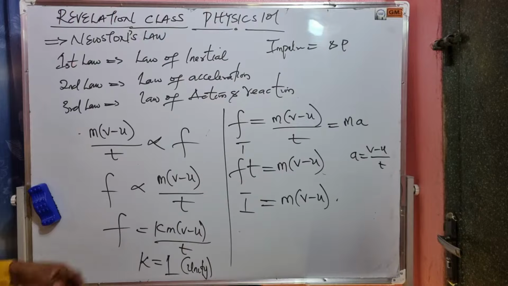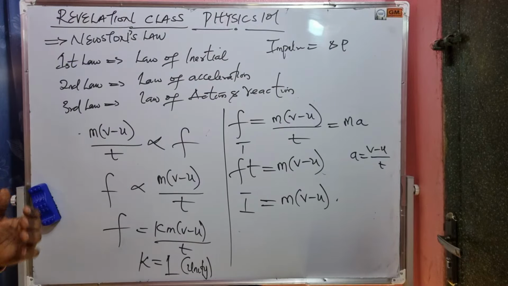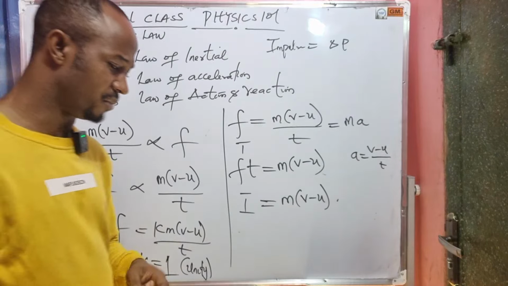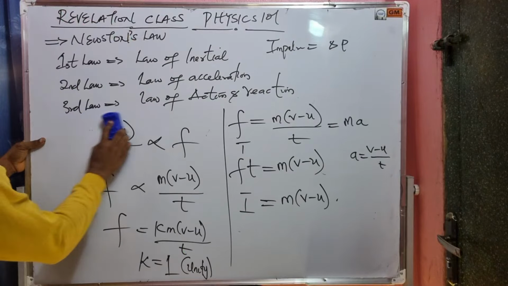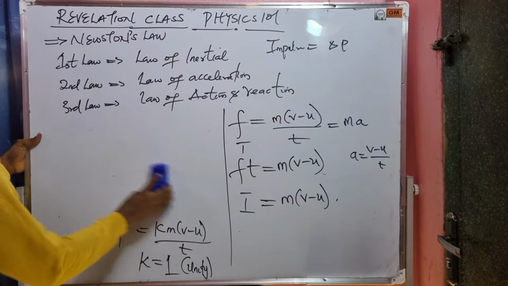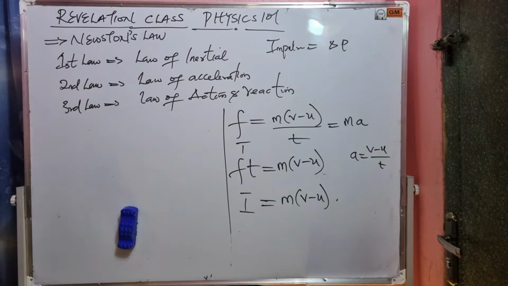The third law is called the law of action and reaction. The law says that to every action, there is always an equal but opposite what? Reaction. To every action, there is always an equal but opposite reaction. Now let's look at the next question we have.